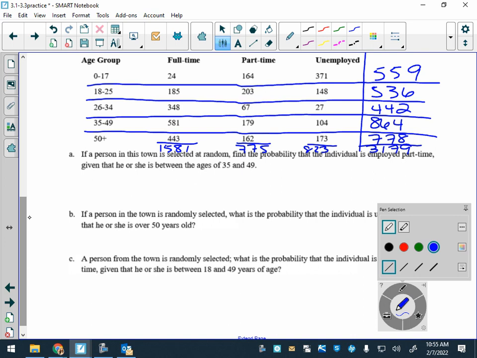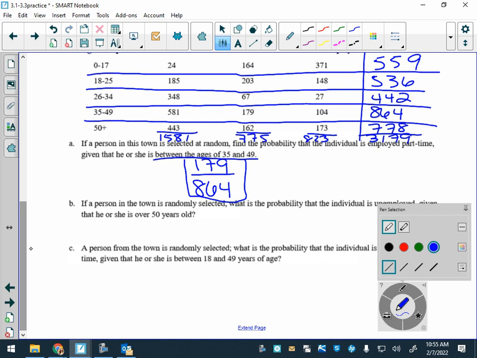Right? So for A, if a person in this town is selected at random, find the probability that the individual is employed part-time, given he or she is between ages 35 to 49. Josh? Perfect. So whatever comes out after "given" between ages 35 and 49 is your denominator. Out of that total, how many of them are part-time, which was 179? Okay.